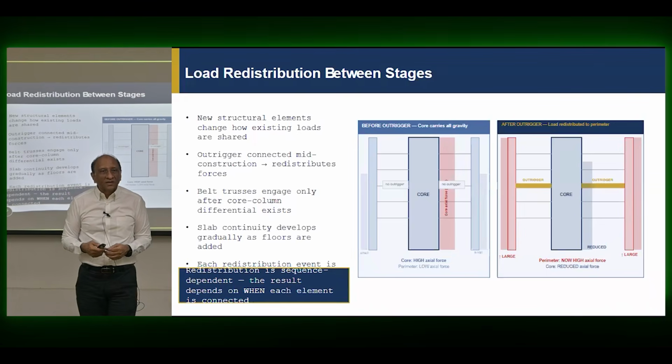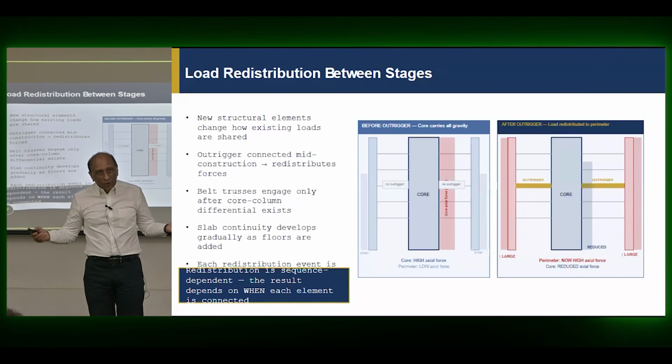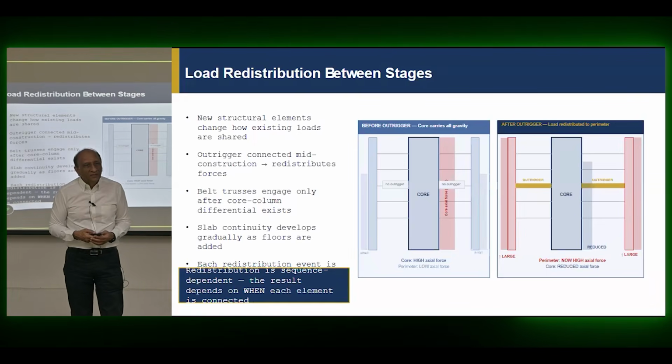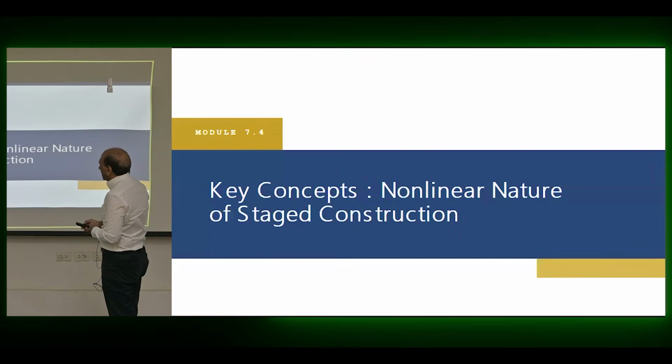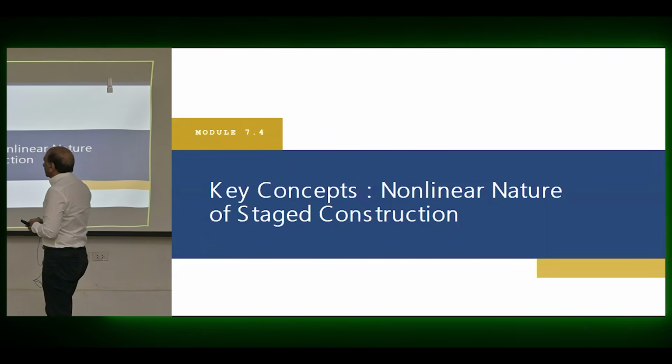But normally cores are much larger, so their small shift of the load doesn't change the distribution much. So slab tilting, rotation, all of that you can see. Okay. Now let's look at the nonlinear nature of the stage construction.